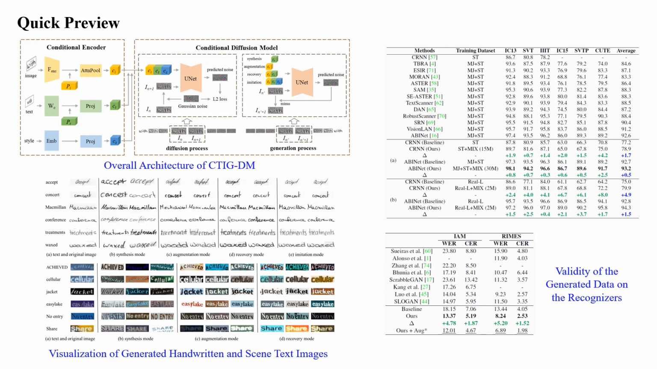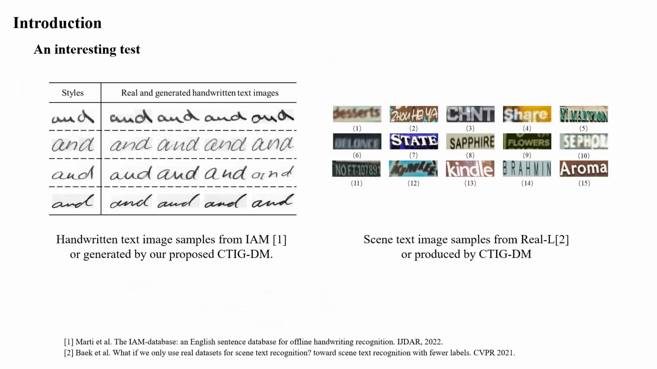Extensive experiments on both handwritten and scene text demonstrate that the proposed TIG-DM is able to produce image samples that simulate real-world complexity and diversity, and thus can boost the performance of existing text recognizers. Next, let's expand on the details.